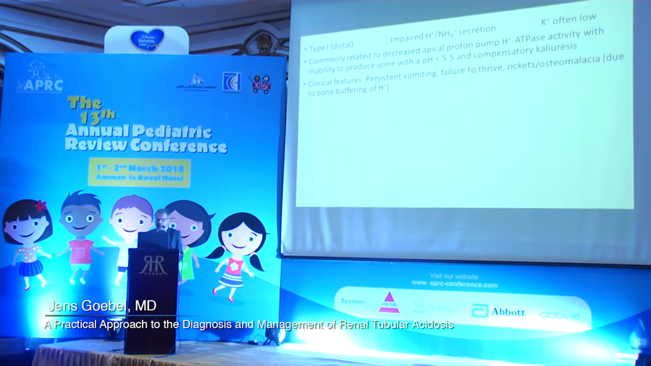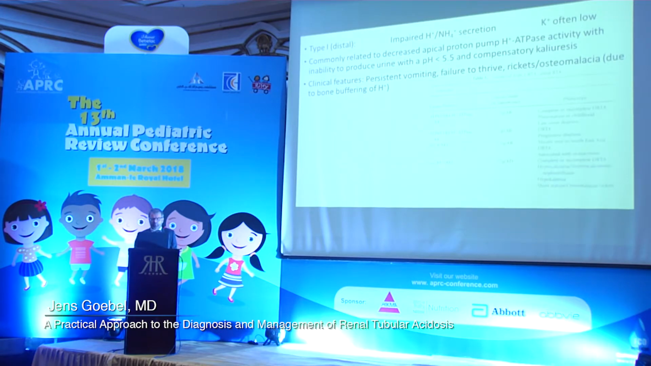which explains why the serum potassium tends to be low in type 1 distal RTA. Clinical features: persistent vomiting, failure to thrive, some real skeletal abnormalities, rickets in children, osteomalacia in adults, and that has to do with the fact that the skeleton picks up some of the needed buffering activity, which is nice to do by the bones, but then they get themselves into some trouble.